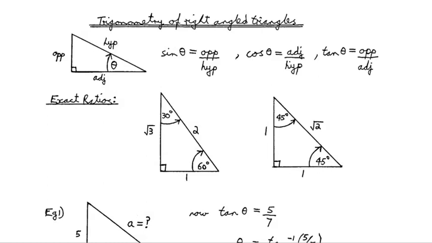In this video, we'll look at the trigonometry of right-angled triangles and begin to look at trigonometric functions. So let's go back to the beginning, and we have a right-angled triangle here on the left. We've nominated the angle theta as here.